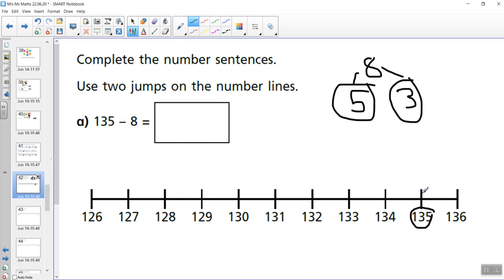So let's do my jump of 5. 1, 2, 3, 4, 5. There's my jump of 5. Take away 5. And here's my jump of 3.